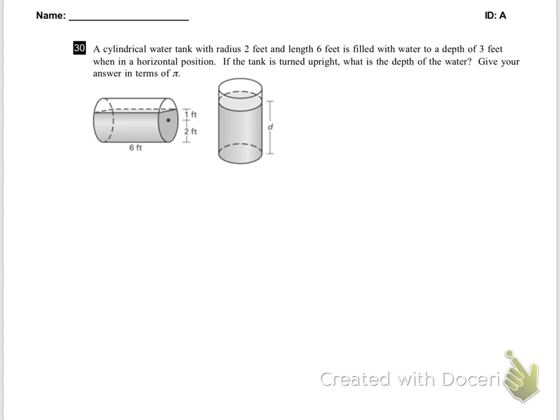Okay, so a cylindrical water tank with radius 2 feet and length 6 feet is filled with water to a depth of 3 feet when in a horizontal position. If the tank is turned upright, what is the depth of the water? Give your answer in terms of pi.